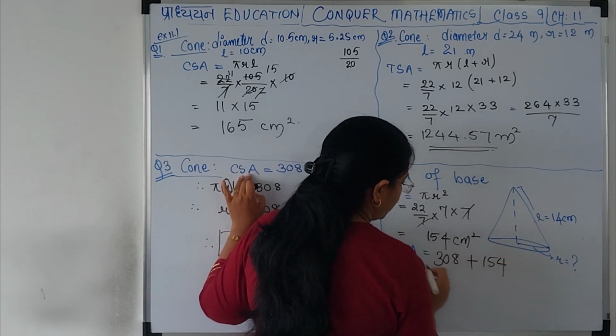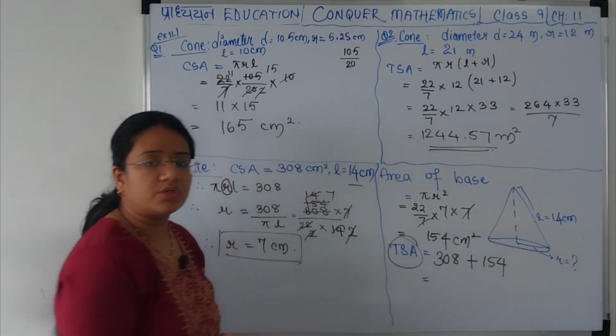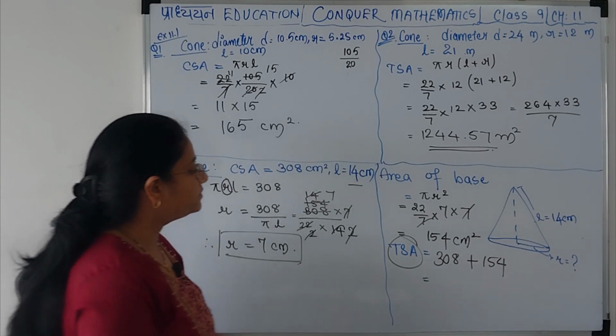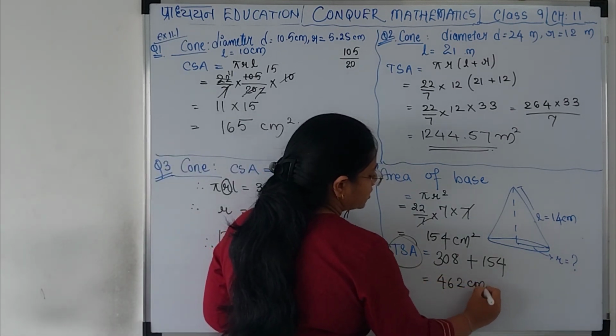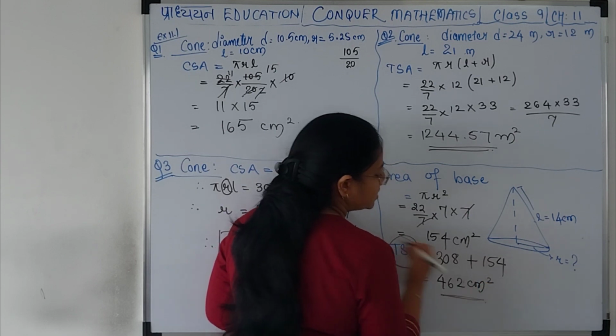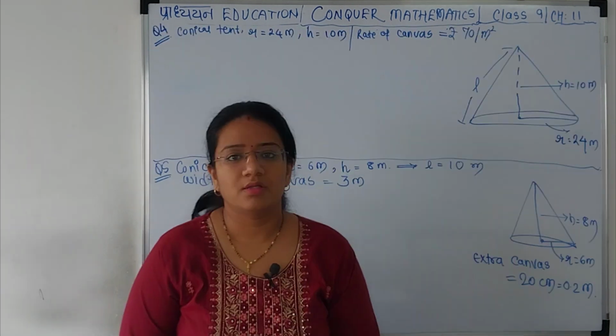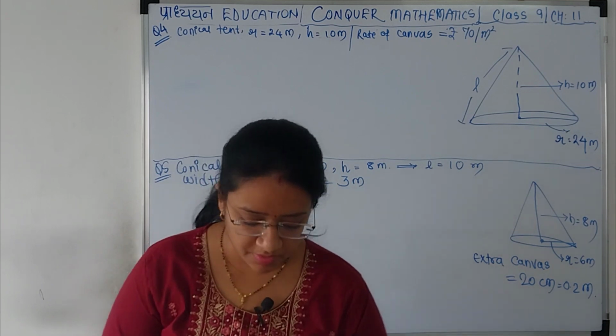So whatever the total is, that is your total surface area. Understood? Which is 462 centimeters square. That is your total surface area. Understood? Let us now go ahead and read question number 4.